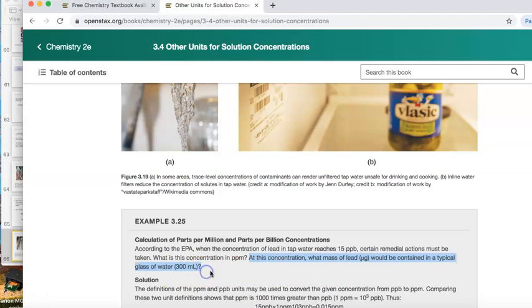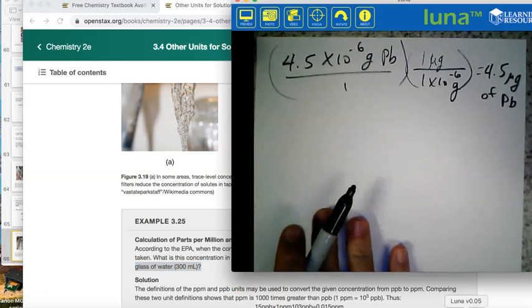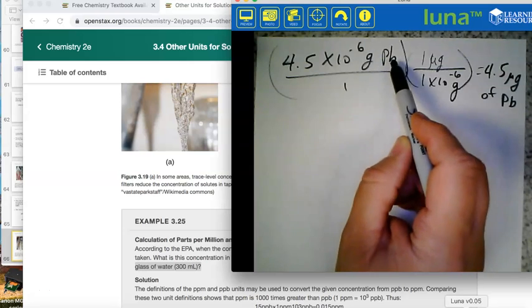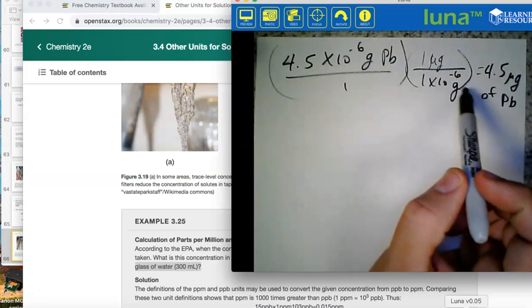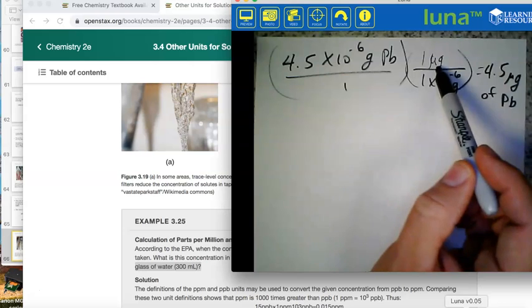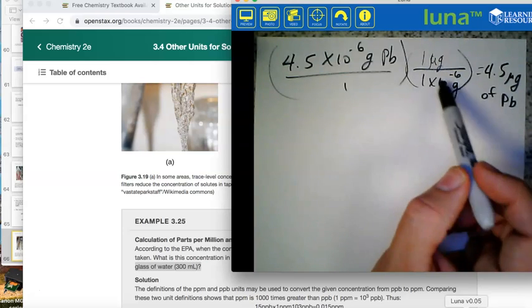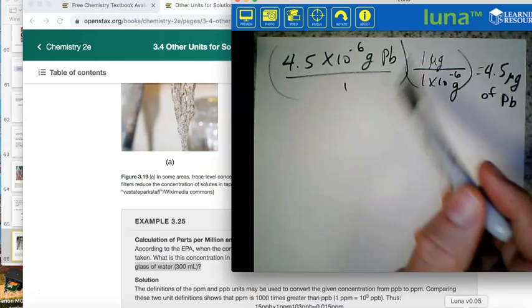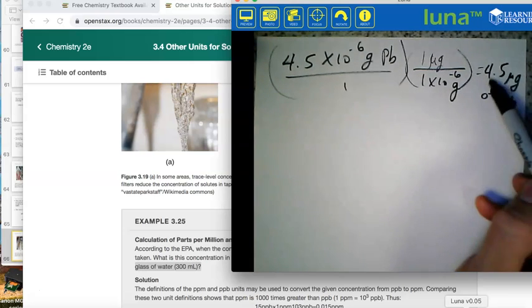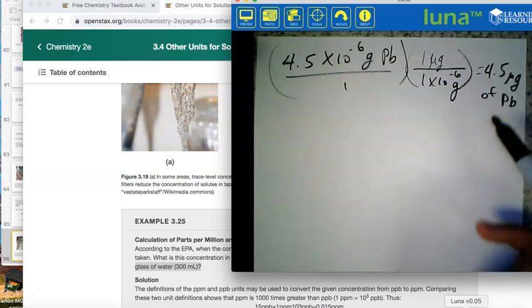Well, they didn't want it in grams. They wanted it in micrograms. So I have to do one more final conversion. No problem. Before I had 4.5 times 10 to the negative 6 grams of lead, and now I need to convert it to micrograms. Well, 1 microgram is equal to 1 times 10 to the negative 6 grams. And so when I do the math there, I get 4.5 micrograms of lead.